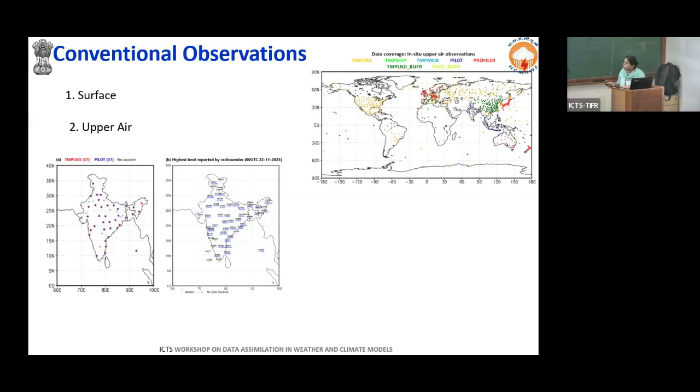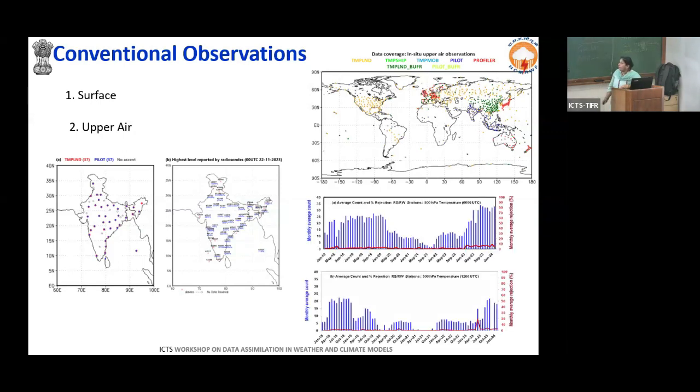Then we do the analysis of how much height the radiosonde has gone. We have to see whether the balloon has burst after reaching maybe 500 hPa or 200 hPa, or at the surface. So we do the analysis of what height it has reached. That type of monitoring we also do, and we check how much data we have assimilated in our system.